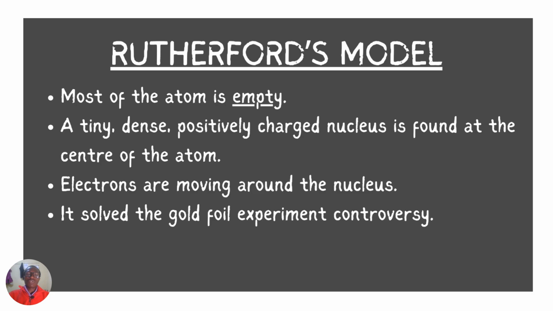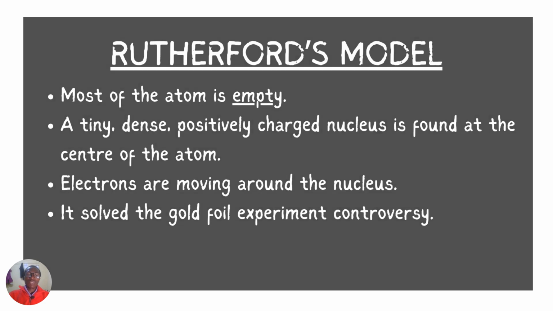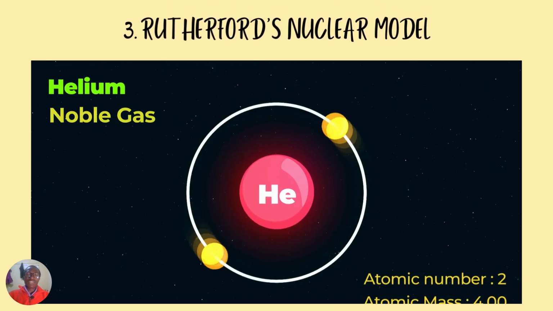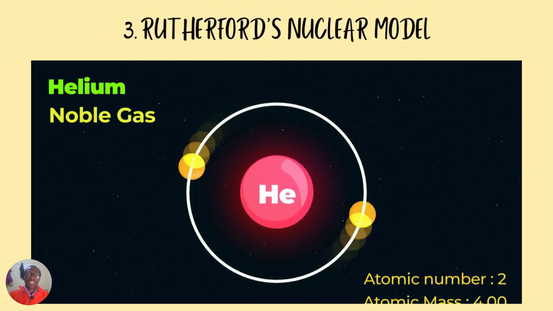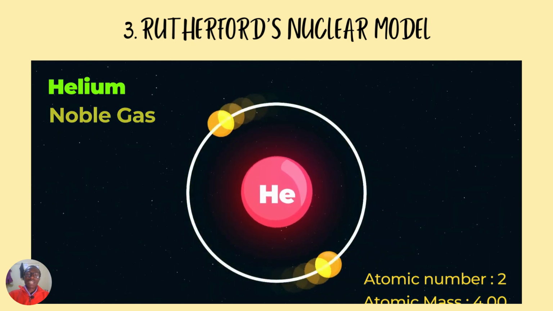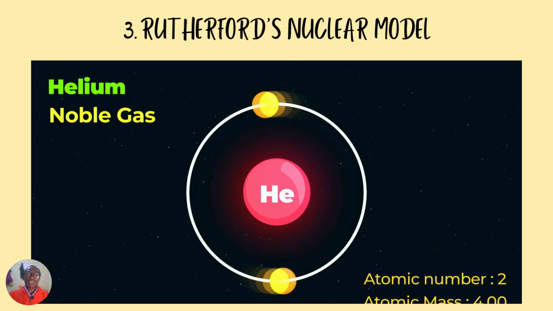The strength of this model is that it solved the gold foil experiment controversy, and it was able to explain it. It was also able to show that there is a nucleus. That's why Rutherford's model is also called Rutherford's nuclear model. So here is an illustration of Rutherford's model. The electrons are moving around the nucleus, which is at the center.